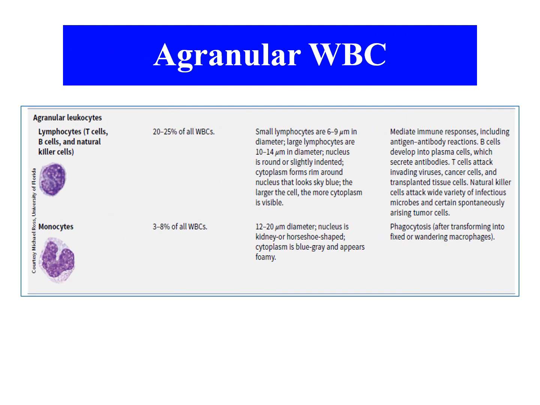We can now shift our attention to the agranular white blood cells, and we're going to start with the lymphocytes. There are three types of lymphocytes: T cells, B cells, and natural killer cells, and these make up about 20 to 25% of all white blood cells. Now, these cells have different functions. For example, the B cells can differentiate into plasma cells, and these plasma cells secrete antibodies. Antibodies are a type of globulins. They are important in binding to an antigen, and then that leads to an immune response.